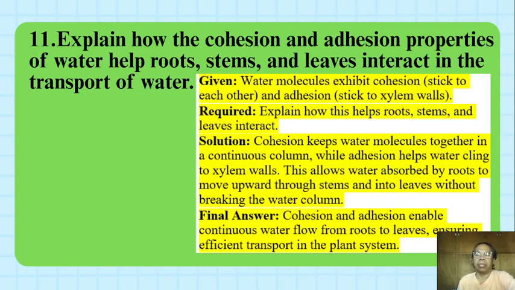This allows water absorbed by the roots to move upward through the stems and into leaves without breaking the water column. Final answer: cohesion and adhesion enable continuous flow from roots to leaves, ensuring efficient transport in the plant system.